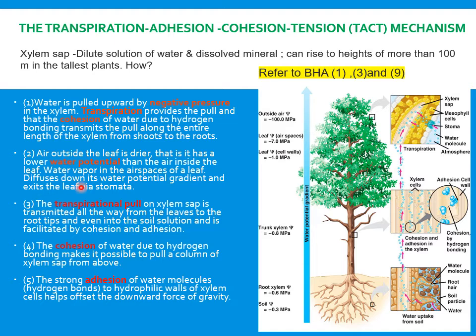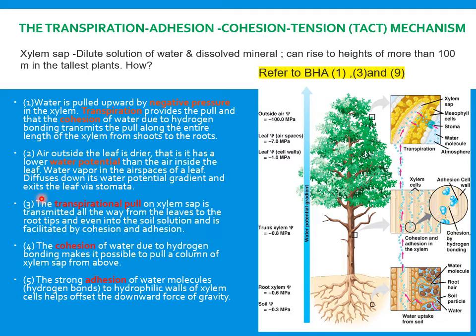So it will diffuse down the water potential gradient and then exit the leaf via the stomata. So transpirational pull on xylem sap will transmit all the way from the leaves to the root tips and even into the soil solution. And these are facilitated by the cohesion and adhesion. Right? Still remember these two characteristics in your part 1, remember physical characteristic of your water molecule, dia ada cohesion, ada adhesion. Lepas tu dia surface tension. Betul tak? And most important thing because why? Sebab dia ada hydrogen bond.